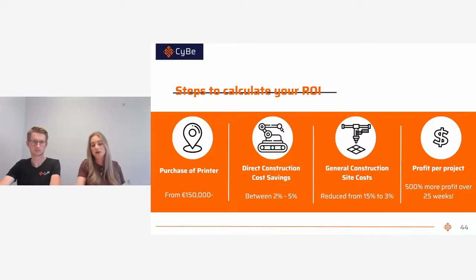Of course, we can advise you in this case which printer is most suitable for your project. Then you have the direct construction cost savings, which are, as Jesse mentioned, between 2 to 5%. But what is most important is that the general construction site costs that you can reduce can be from 15% to 3%. After that, this results in eventually more profit on a project. And so in this case, 500% more profit over 25 weeks because you can keep the pace of producing the projects up faster.